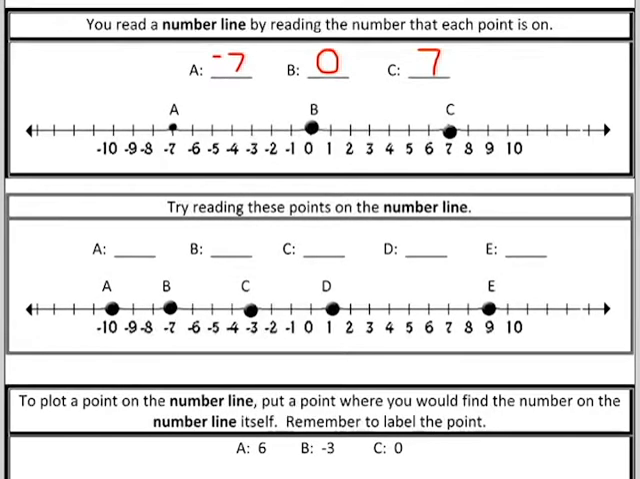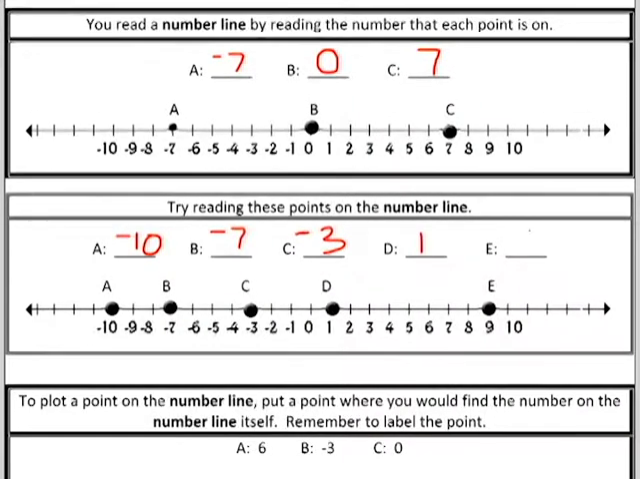Feel free to pause. And welcome back. A, we had -10. B, -7. C, -3. D is 1. And E is 9. Pretty straightforward.